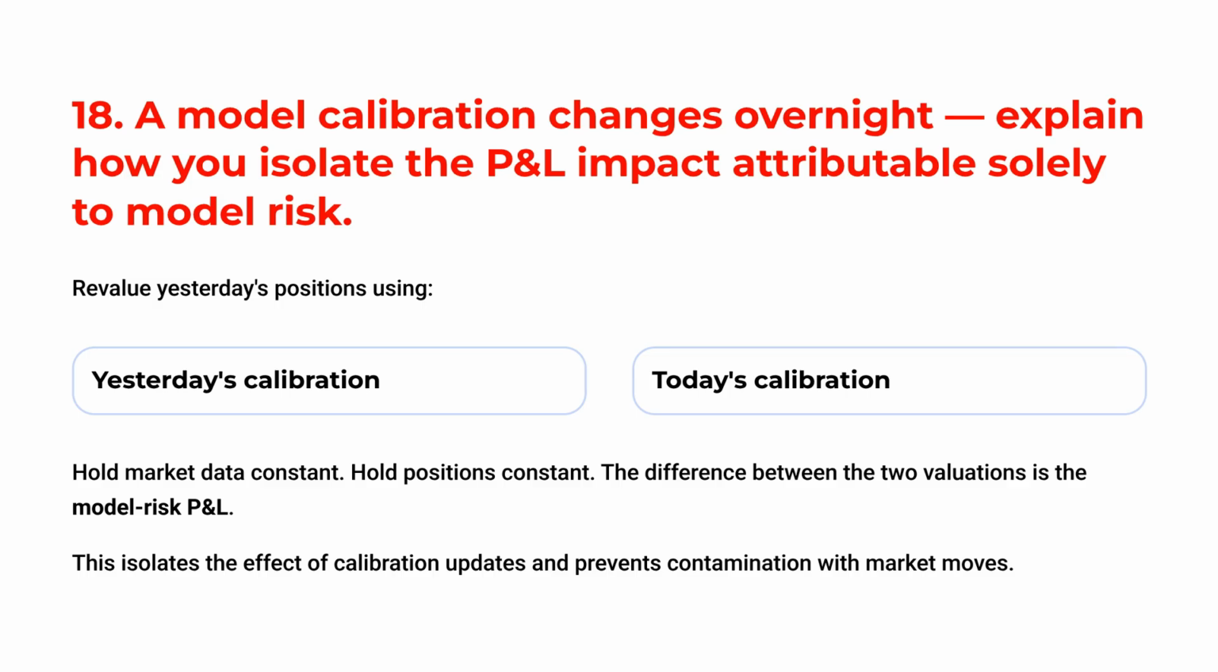A model calibration changes overnight. Explain how you isolate the P&L impact attributable solely to model risk. Revalue yesterday's positions using yesterday's calibration and today's calibration. Hold market data constant, hold positions constant. The difference between the two valuations is the model risk P&L. This isolates the effect of calibration updates and prevents contamination with market moves.